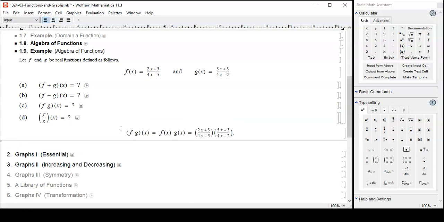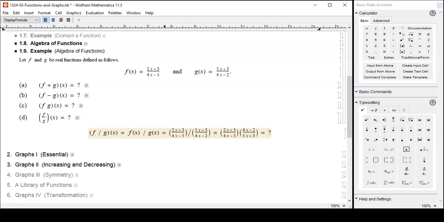Finally, division. F divided by g, which means f divided by g. So this divided by that, and this needs a bit of work because dividing a fraction means multiplying the reciprocal, remember? So we have to multiply the reciprocal, 4x minus 2 over 5x plus 3. And no, that's it. No need to simplify this any further.